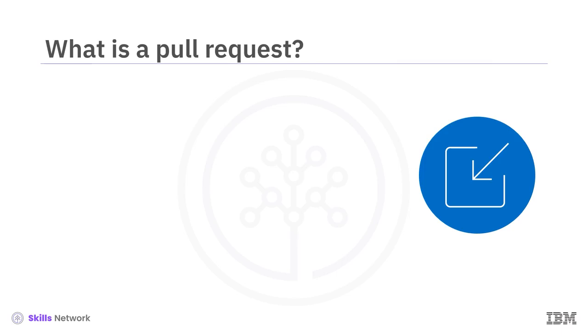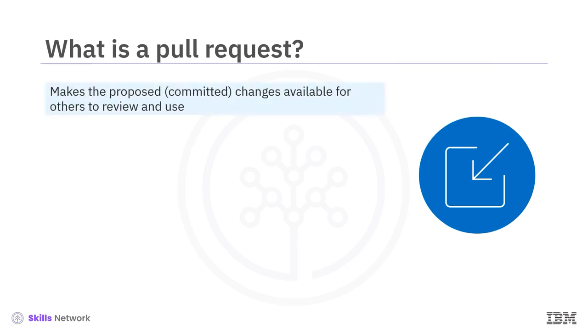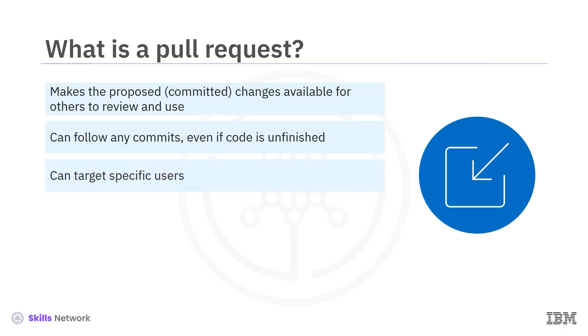Pull is used to initiate the merging of branches in a way to capture changes. A pull request makes the proposed committed changes available for others to review and use. A pull can follow any commits, even if the code is unfinished. A pull requires a user to approve the changes. This can be the author of the change or can be assigned within the team.